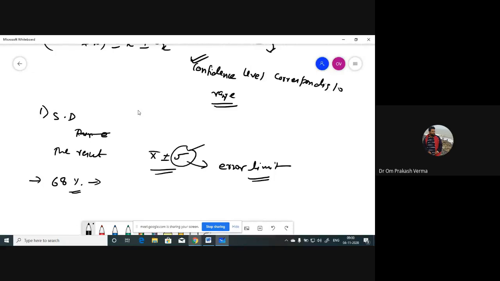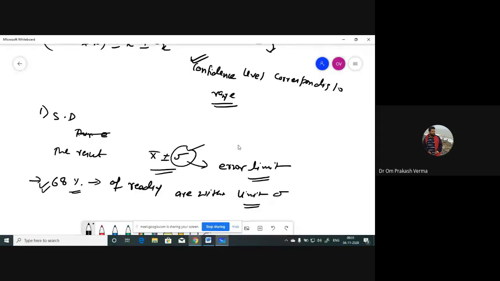What is 68%? What 68% defined? 68% defined that 68% of readings are within the limit. समझ आ रहा है? Within the limit. 68% आपका टॉलरेंट है, right? इतना आपका सिग्मा दिया हुआ है. Already it is defined. It's a standard value of the manufacturer. It is a specification of the manufacturer.